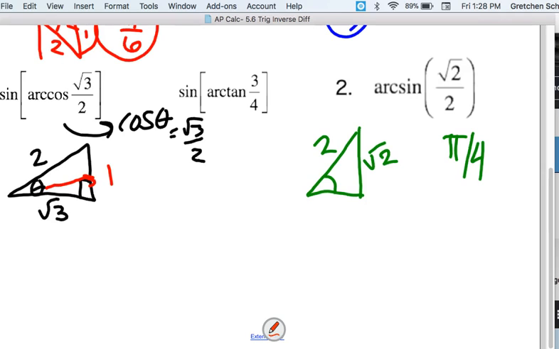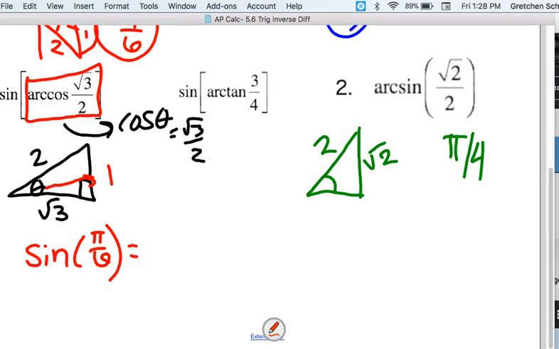Pi over 6, the smaller angle, so that's the 30 degrees, which is the pi over 6. So this whole part right here, what angle satisfies that? Pi over 6. What is the sine of pi over 6? 1/2. So one way that you could solve it is you could figure out what that angle is, and then be like, oh, I know that sine of pi over 6 is 1/2.